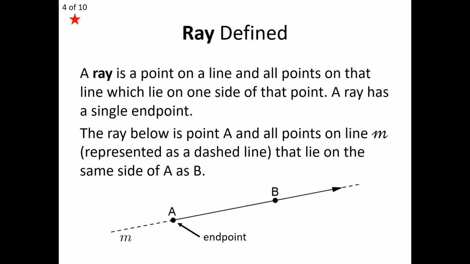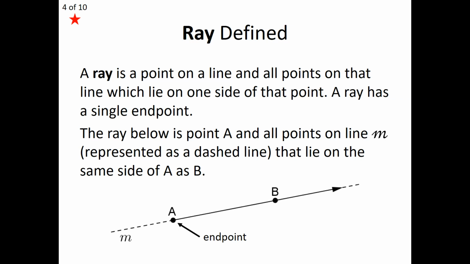Let's take a look at what a ray is. A ray is another figure that we can create using a point and a line. In this case, let's say we're given a line. We only choose a single point on that line, and then we choose all the points on that line which lie on one side of that point. Essentially, we're choosing a point and then a direction to go in.